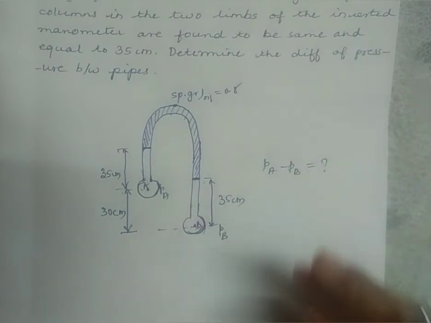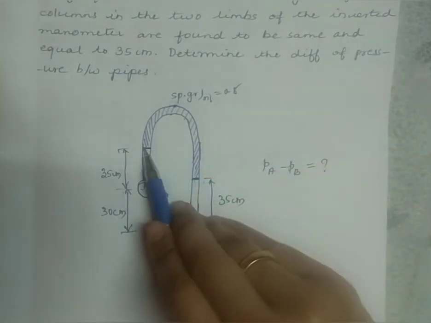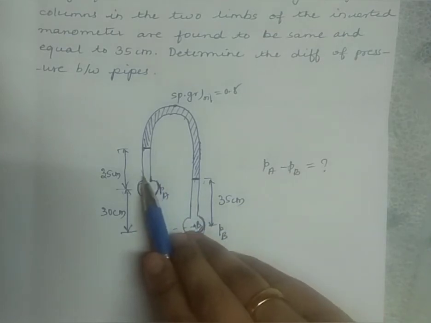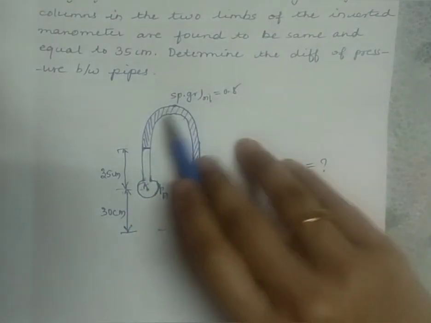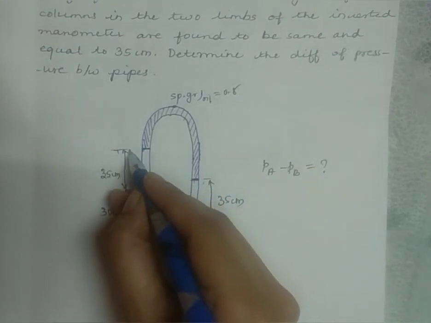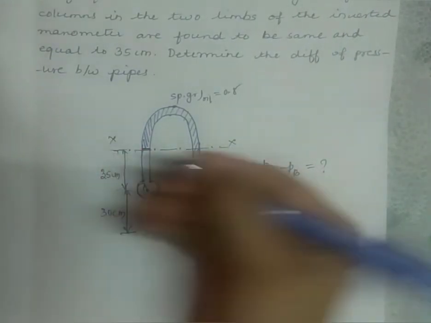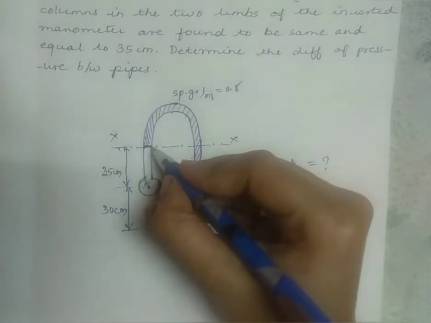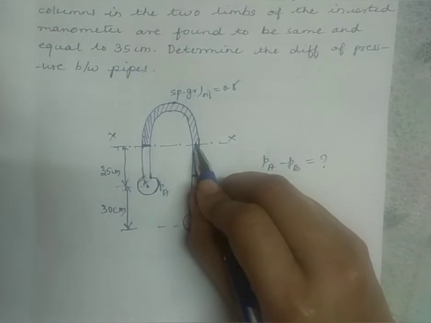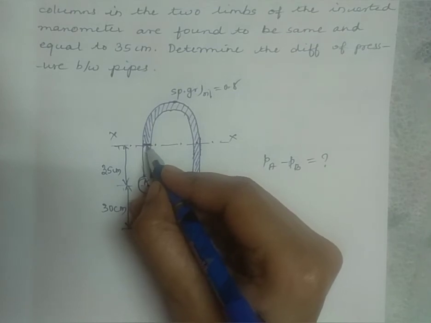First you have to identify where to draw the datum line. I can take the datum line over here. Why? Because this particular column has the maximum height. Since it is an inverted column, you have to go for the maximum height. So here I am taking the datum line and naming it as XX. The second step is to equate the pressure over here and the pressure over here. So first I am going to find out the pressure at this particular point.